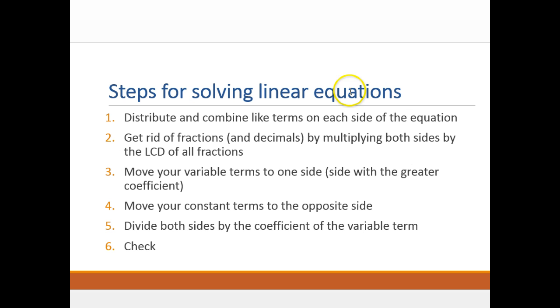Most of you already know how to solve linear equations. These are the steps I typically use. Step 1 is I distribute and combine like terms on each side of the equation. Step 2 is I get rid of fractions and decimals by multiplying both sides by the LCD of all the fractions. Step 3 is I move my variable terms to one side, typically the side with the greater coefficient. Step 4 is I move my constant terms to the opposite side. Then I divide both sides by the coefficient of the variable term, and finally we check our work.